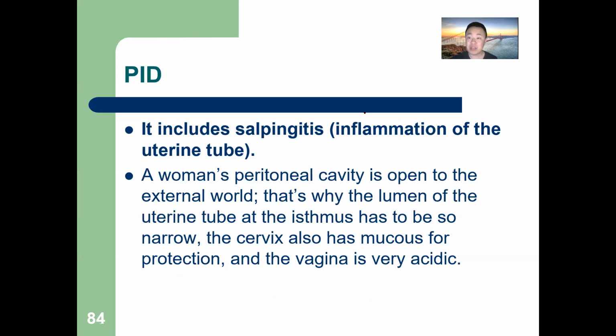Now, inflammation of the fallopian tube or the uterine tube, the technical medical term for that is salpingitis. Salpingo means fallopian tube or uterine tube. Itis here means inflammation.